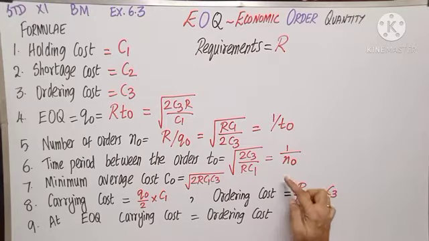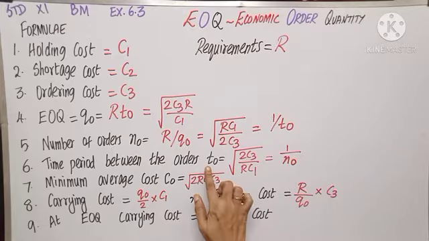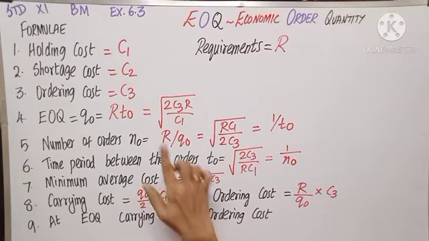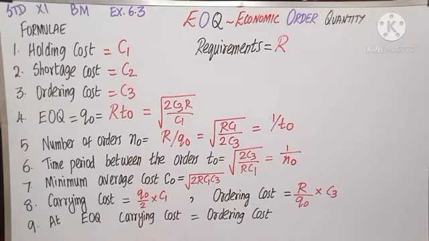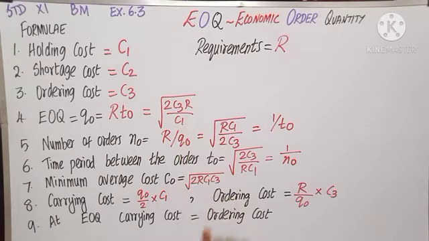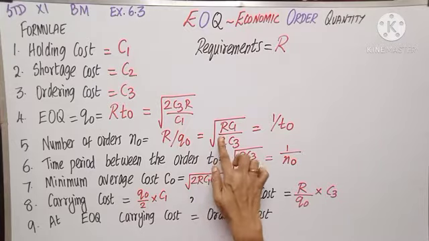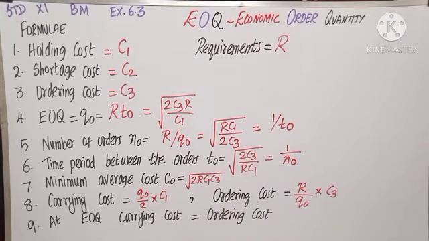Now naturally, N0 and T0 are reciprocals. N0 is 1 by T0, and T0 is 1 by N0. So let us remember the basic formula. What is it for EOQ? Root of 2 C3 R by C1. We will use it in almost all the problems to come. Number of orders N0 is root of R C1 by 2 C3. For T0, you just reciprocate. You can use a calculator and simplify easily once you memorize the formula.